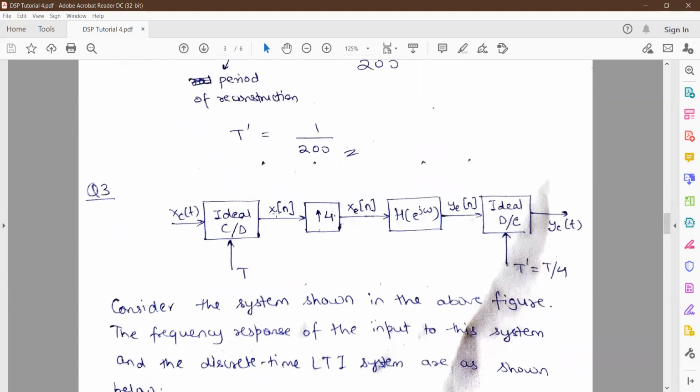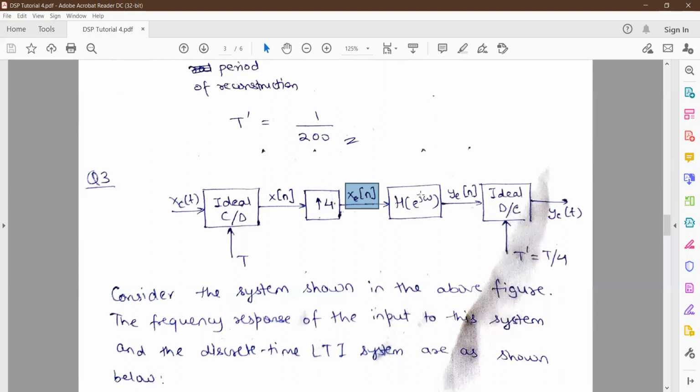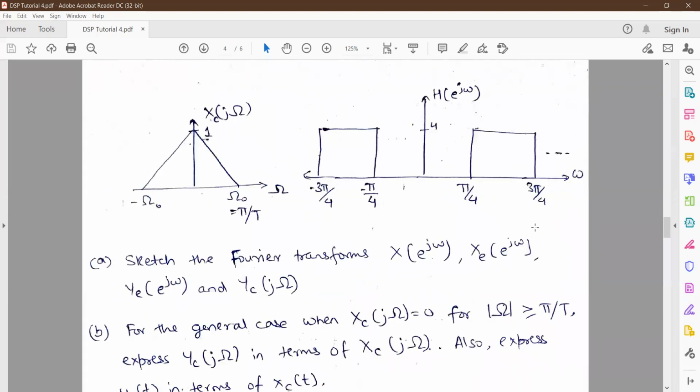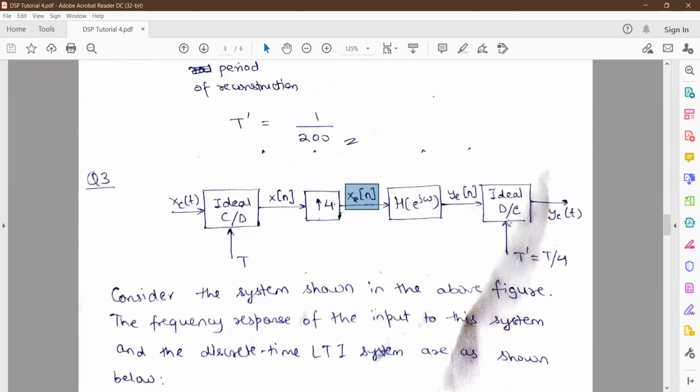Let's look at this diagram again. x[n] is basically x_c sampled with a sampling period of T. x_e is obtained by upsampling x[n] by a factor of 4, and y_e is what we obtain after passing x_e through the filter whose frequency response is this. And finally, we again have an ideal D2C filter to reconstruct, and it has a time period of T by 4, where T is the time period at which we originally sampled the signal.